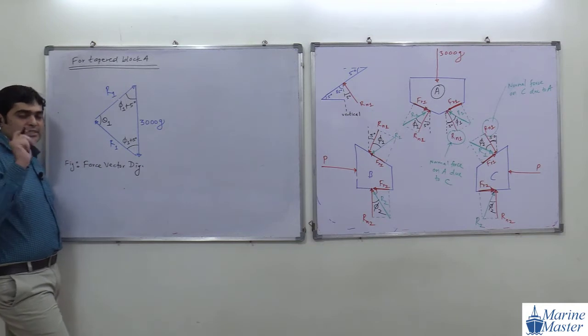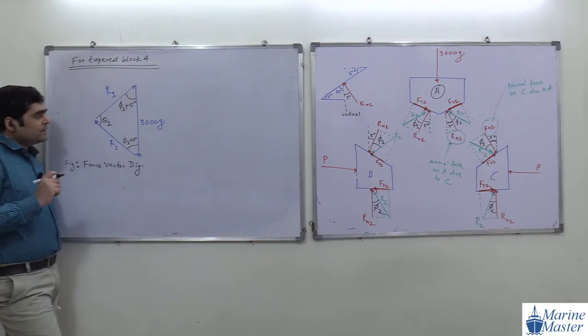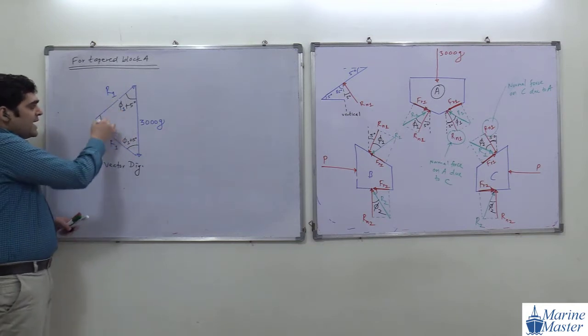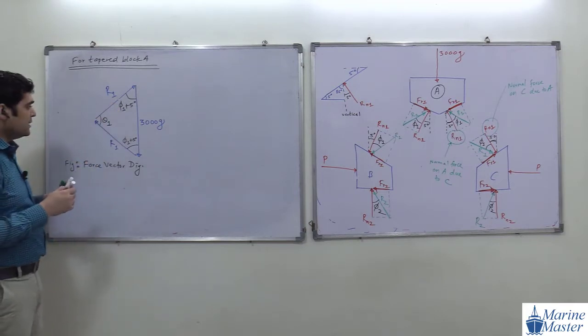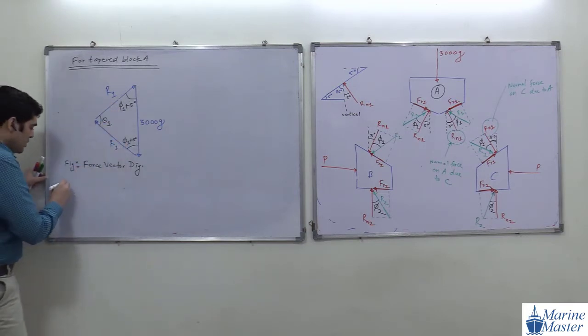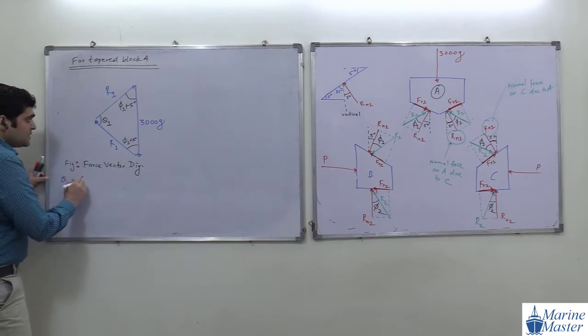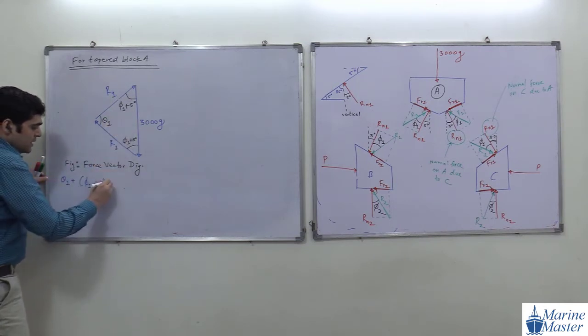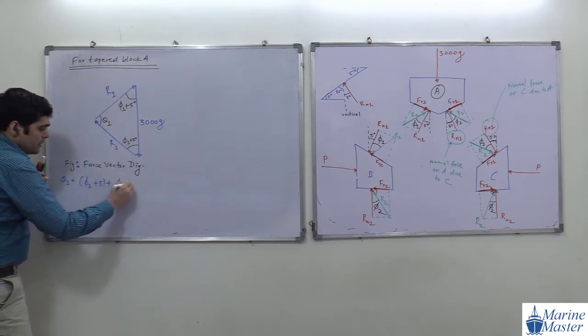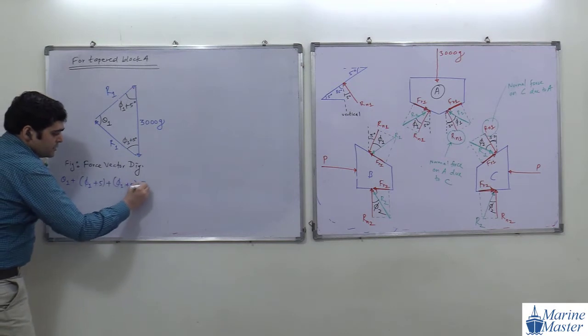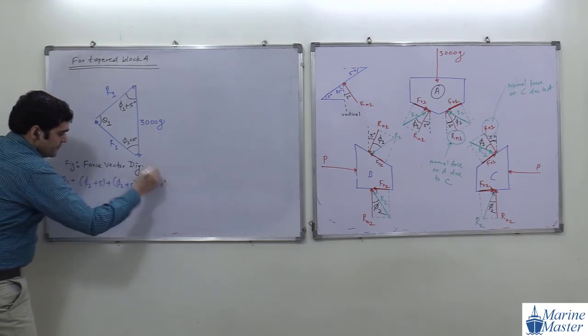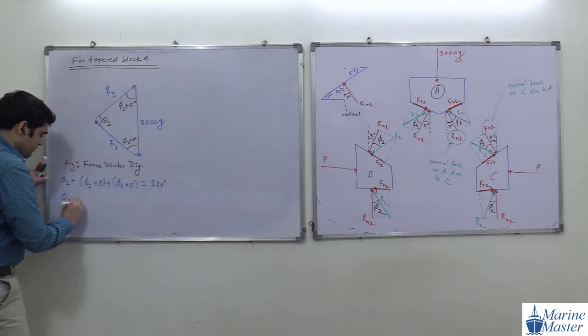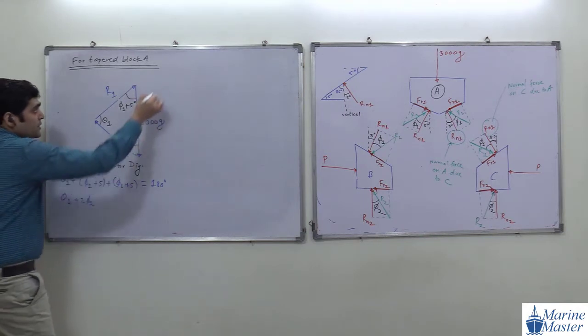Okay, see the scenario here. The sum of these three angles will be 180 degree. So theta 1 plus phi 1 plus 5 degree, plus phi 1 plus 5 degree, equals 180 degree. So theta 1 plus 2 phi 1. See the scenario here, everyone.